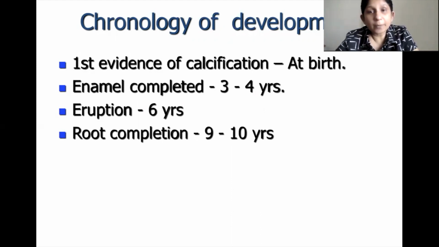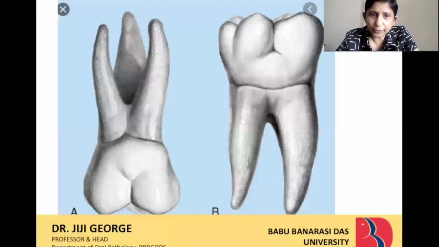And eruption is at 6 years. We all know that the first molars, both maxillary and mandibular, are called the 6-year molar, because that's the first permanent tooth which erupts into the oral cavity. For root completion, once the eruption is completed, 2.5 to 3 years of time would be taken by the tooth to complete its root. So if it erupts at 6 years, the root completion will be over by 9 years. If it erupts at 7 years, the root completion will be over by 10 years of age.